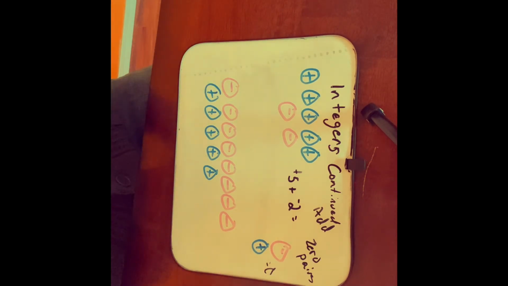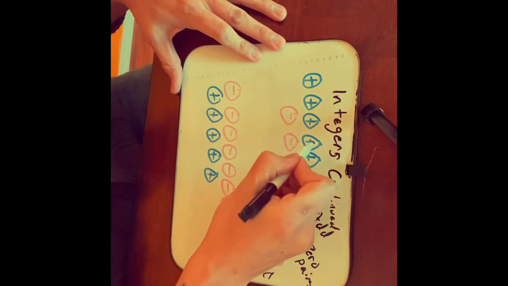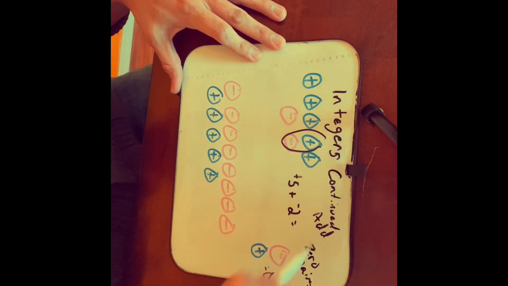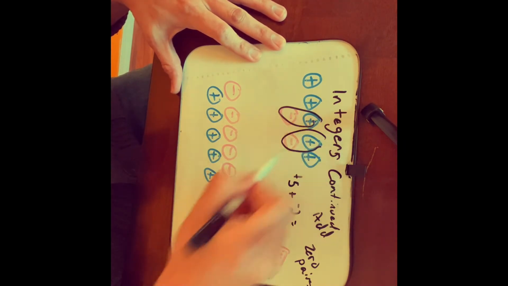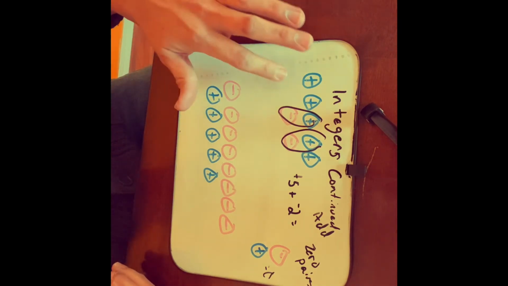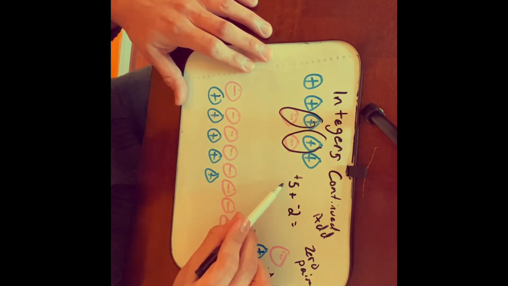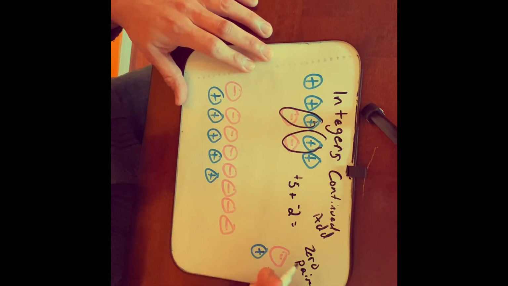So when we look at this drawing here, this representation of +5 plus -2, we can take these two and combine them for a zero pair, and these two and combine them for a zero pair. Now what do we have left? 1, 2, 3 positives. So in this case, +5 plus -2 is equal to +3.